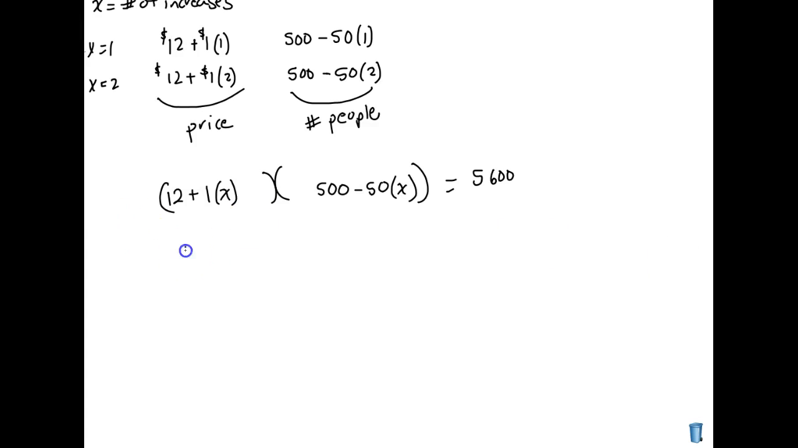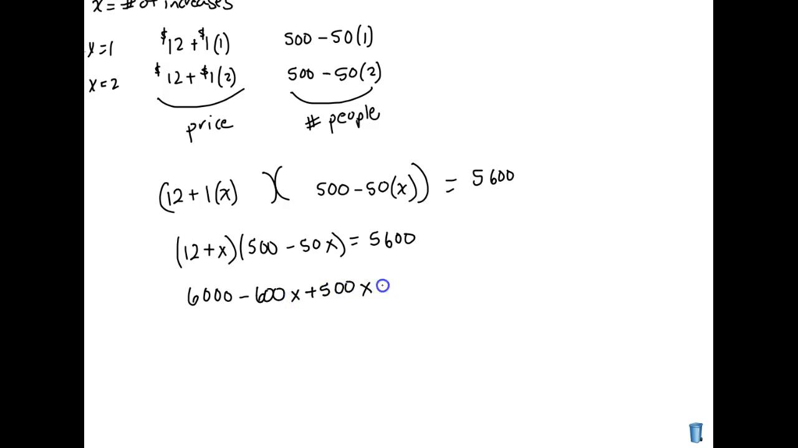Okay, so what I have here is 12 plus x, and I'm multiplying that times 500 minus 50x, and that should equal 5,600. When I multiply this side out, I get 6,000 minus 600x, and then plus 500x, and then minus 50x squared.